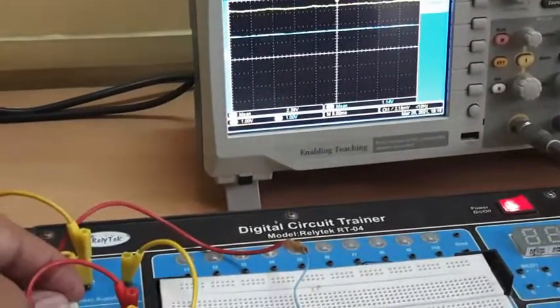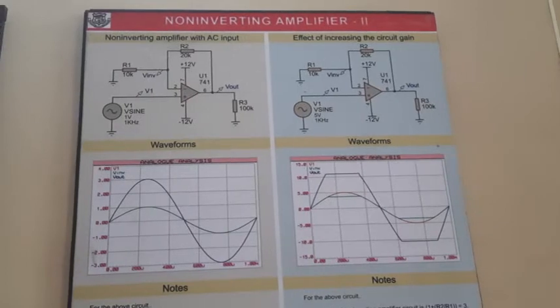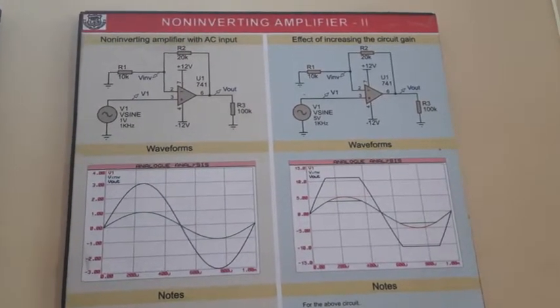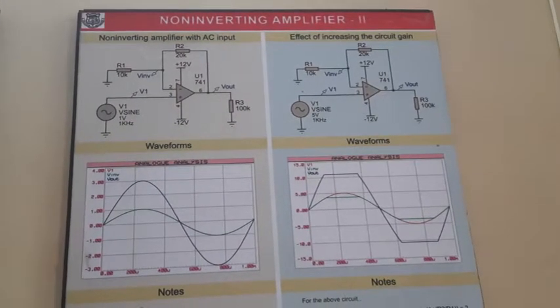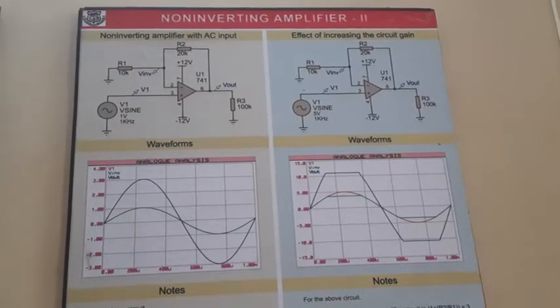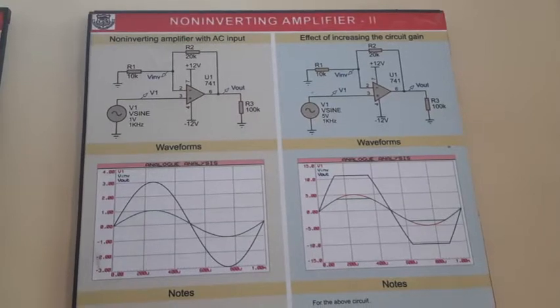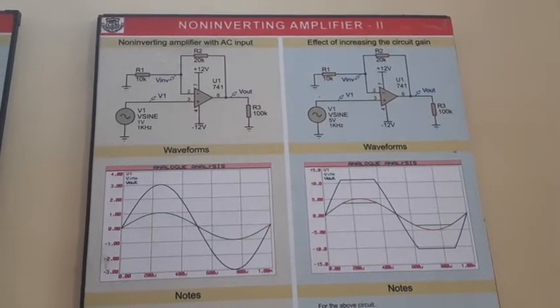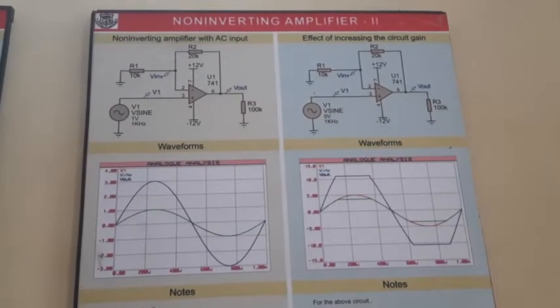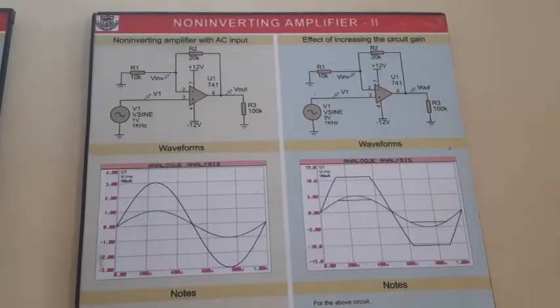Okay, thank you. Now in second part of non-inverting amplifier, we have to remove the DC power supply, and instead of the DC power supply we are going to apply a sine wave of 1 kHz, 1 volt to the non-inverting terminal, and we'll see what happens.